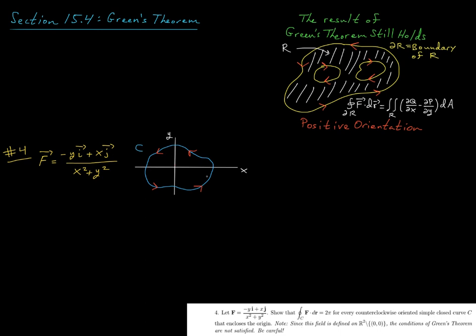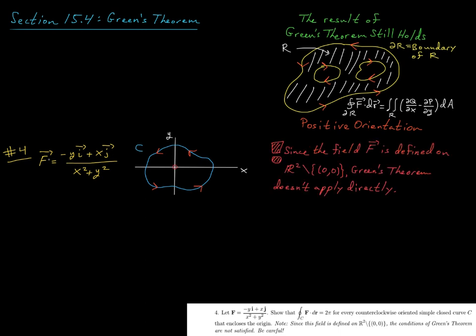Okay, so here is a simple closed curve C that encloses the origin right here. It's given a counterclockwise orientation. And so our job is to show that the line integral of our vector field F over this blue path is equal to 2 pi. I make a note here that since our vector field is not defined at the origin, because of the division by 0 that would result at the origin, Green's theorem does not apply directly.